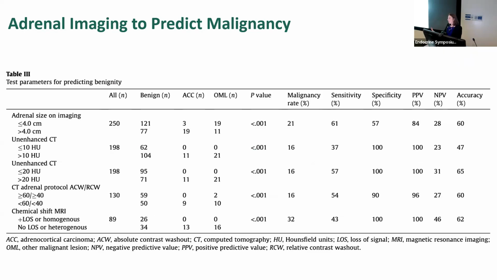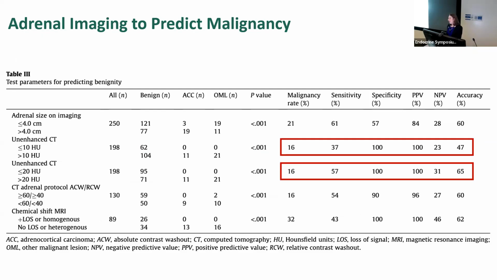So I won't force you to walk through all of this table. I'll point out just a few things. One was that if we use a cutoff of a Hounsfield unit of 10 or less, then our specificity stays at 100%, but the accuracy is pretty low. And so in their series, their accuracy was improved from 47 to 65% when you used a cutoff of a Hounsfield of 20.